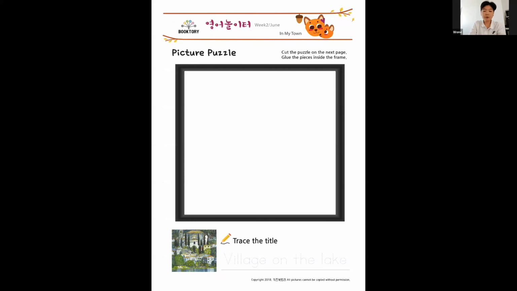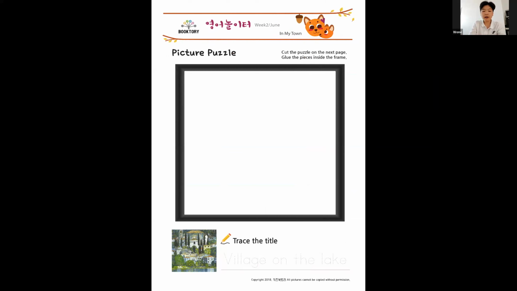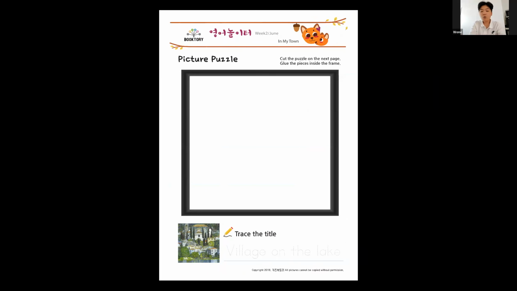So you know how to do the picture puzzle, right? Go on to the next page. You're going to cut this picture out, glue it on, and then we're going to write the title together. So what is the title? The title is called Village on the Lake. So here we go.